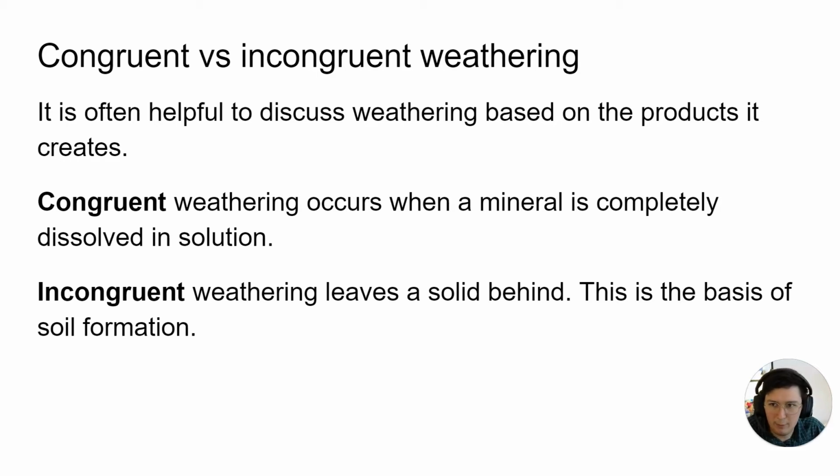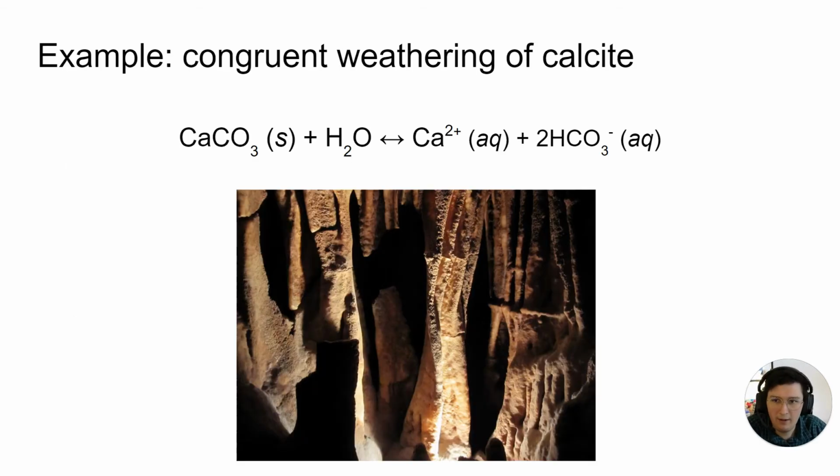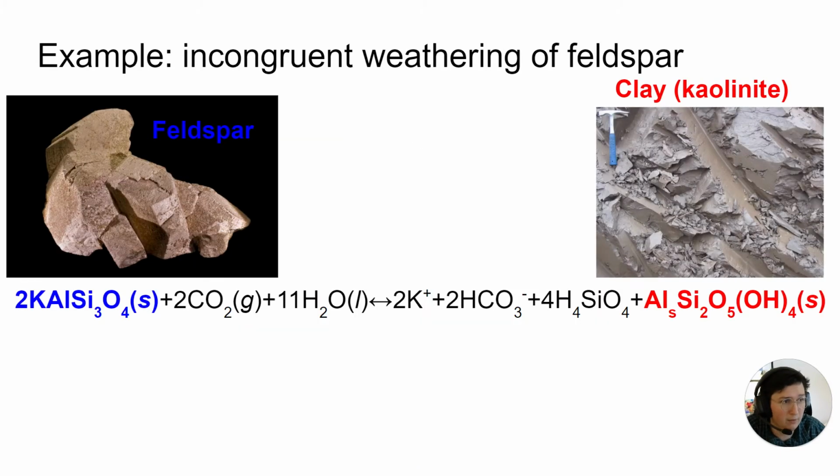So everybody's favorite example to use for everything, including congruent weathering, is calcite. Here we have calcium carbonate, aka calcite. You add it into water, you get a calcium ion, you get bicarbonate ions, and there's no solid left. An example of incongruent weathering would be this slide that I've already shown you. So feldspar weathering down into clay. You can see we added water to this feldspar, and we got a clay solid, and then a bunch of ions, including that silicic acid in solution. So incongruent weathering is the basis of soil formation.